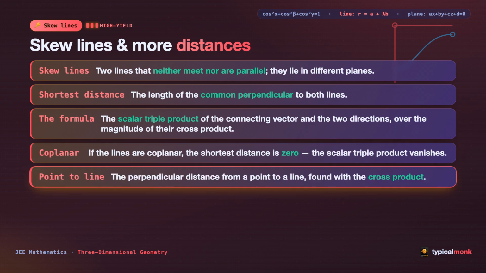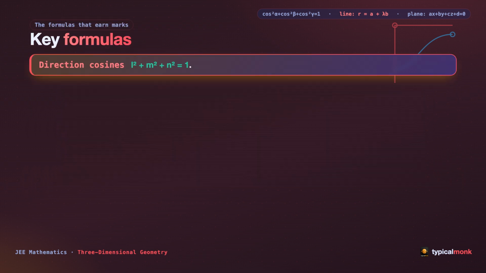Point to line, and the perpendicular distance from a point to a line is found with the cross product. Now the formulas that earn marks. Direction cosines.